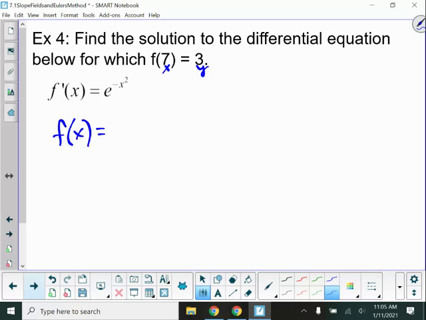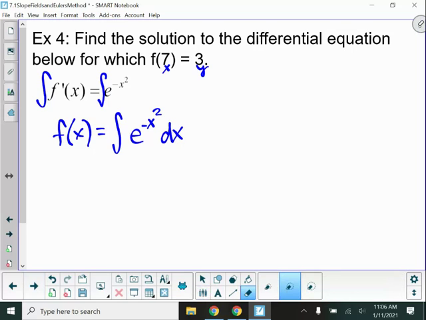So because I know I have to take the integral of both sides here, the integral of f prime of x is just f of x. If I do the integral of e to the negative x squared, well, again, that's not something that I can find, but I can force it to happen. And actually, rather than using x here, because x is what I'm plugging in, I'm going to change this and make this a t.